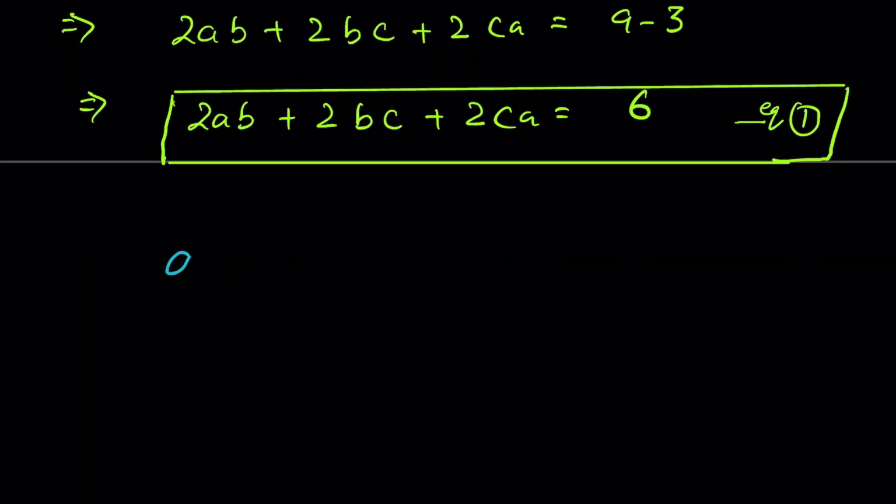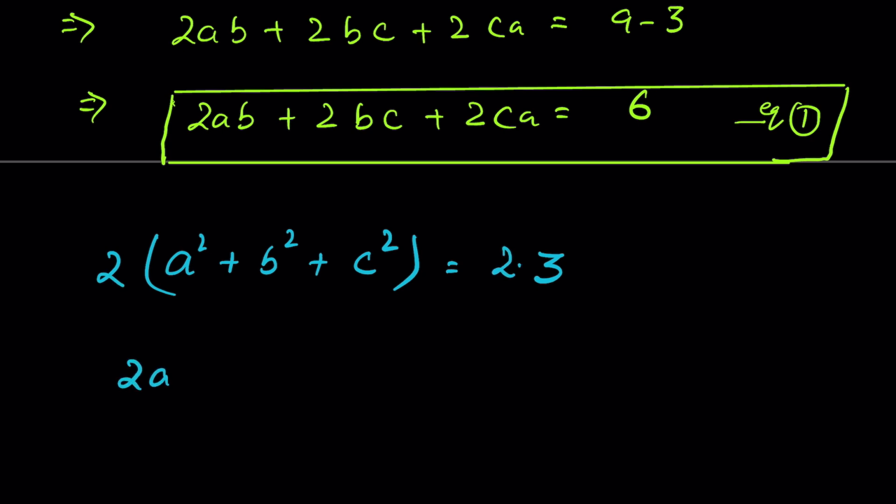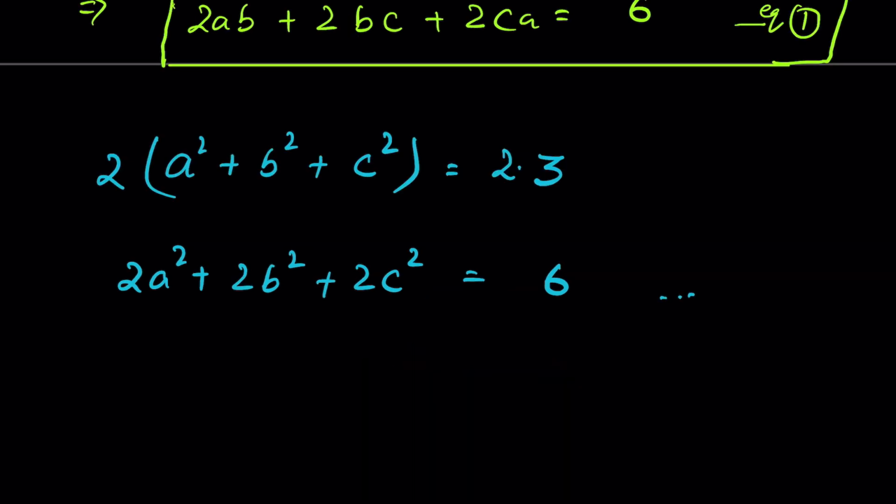Again given a square plus b square plus c square is equal to 3. If we multiply both sides by 2, it will be 2a square plus 2b square plus 2c square is equal to 6. Let this be equation 2.